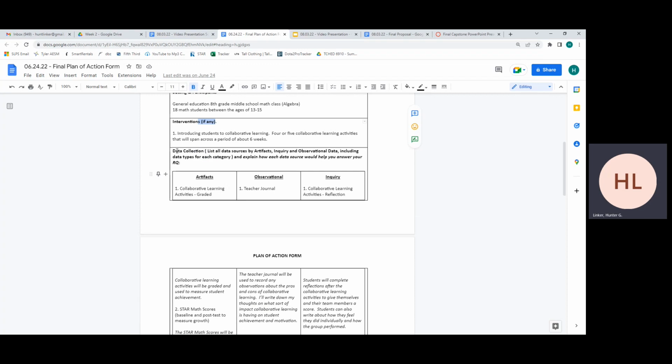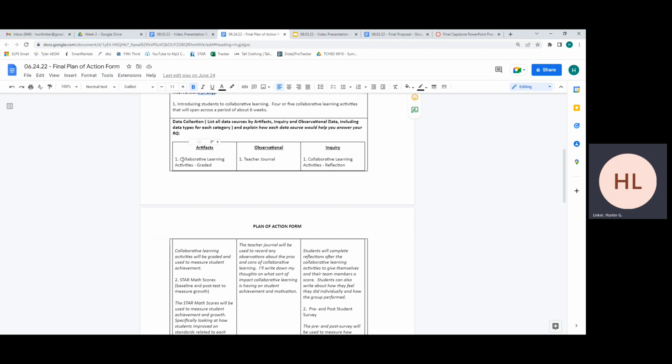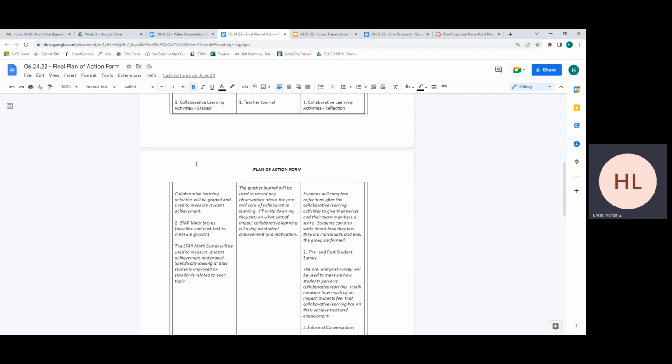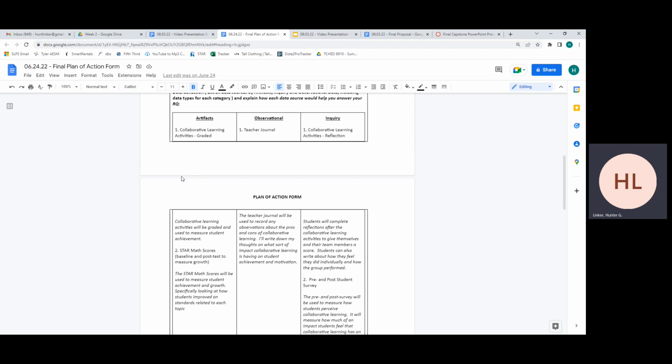So for the data collected in the study, there was 3 different types: artifacts, observational, and inquiry. For artifacts, I collected 2 different data points. The first one was the collaborative learning activities. I graded each activity as a group. This means that students did not receive an individual score.